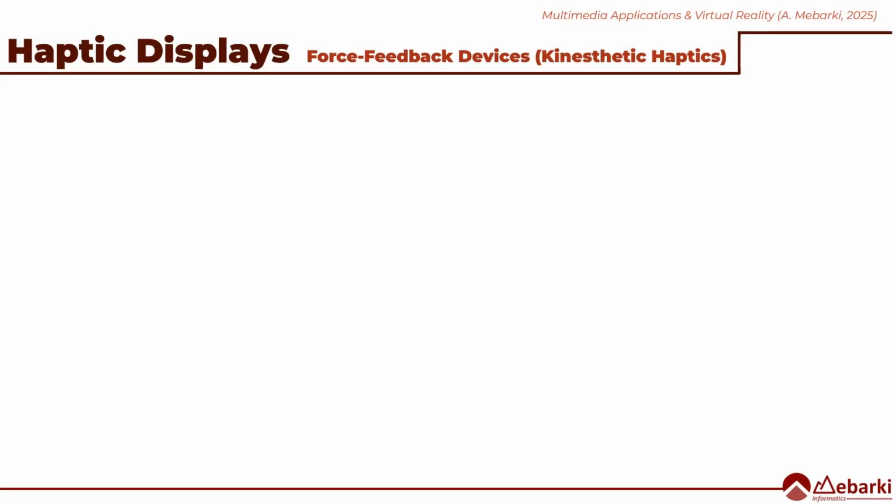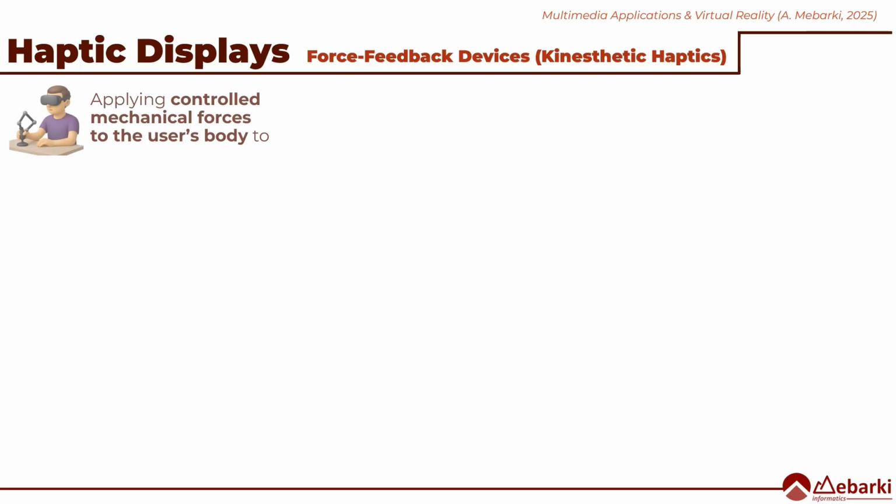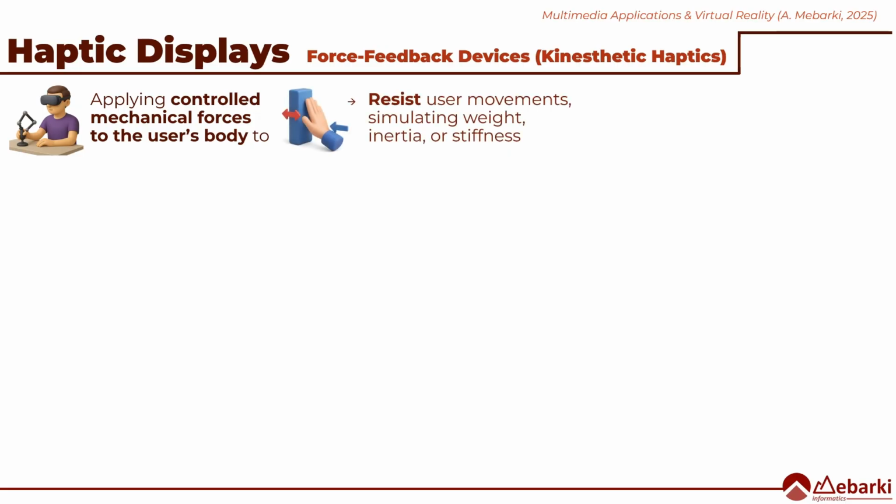Force feedback devices, also known as kinesthetic haptic displays, apply controlled mechanical forces to the user's body in order to simulate physical interaction with virtual objects. Unlike tactile displays that stimulate the skin surface, these systems act on muscles and joints, allowing users to feel forces, resistance, and motion constraints. One of their primary roles is to resist user movements, thereby simulating physical properties such as weight, inertia, stiffness, or mass.